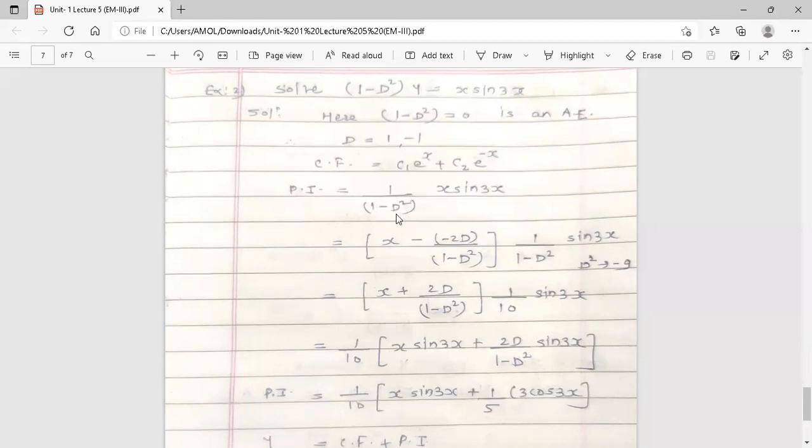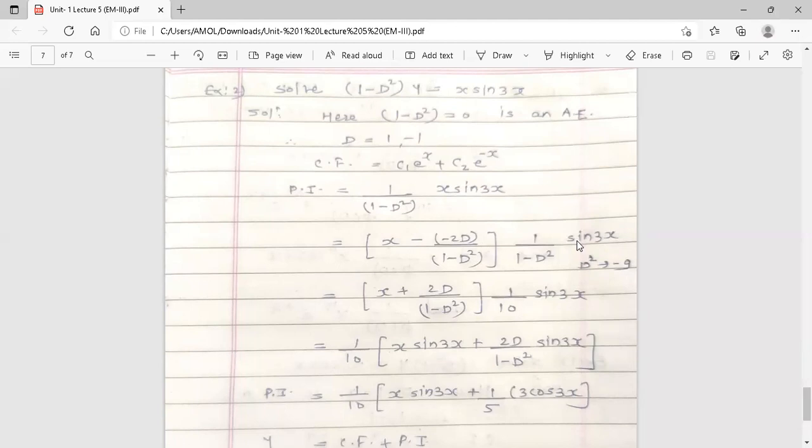Its derivative is, D square derivative 2D, minus sign is there, so minus 2D upon phi of D. Phi of D is 1 minus D square, so write 1 minus D square in bracket complete into 1 upon phi of D. Phi of D is 1 minus D square into sine 3x. Now solve this term which is outside the bracket, 1 upon 1 minus D square into sine 3x. How to solve this term of sine 3x?